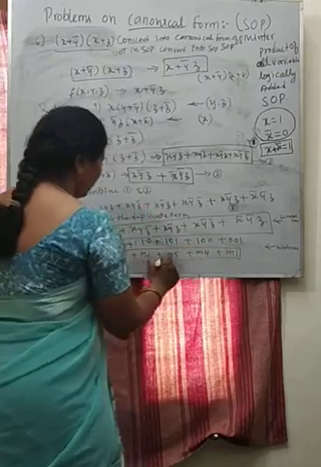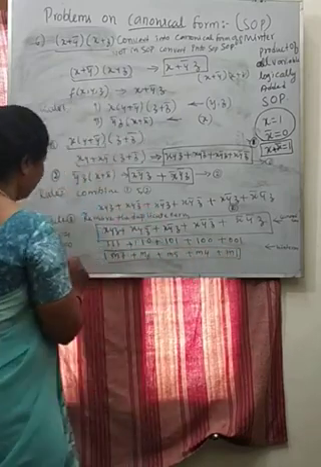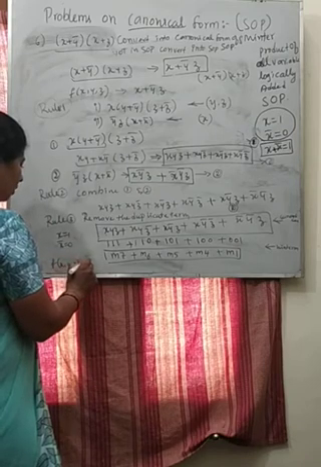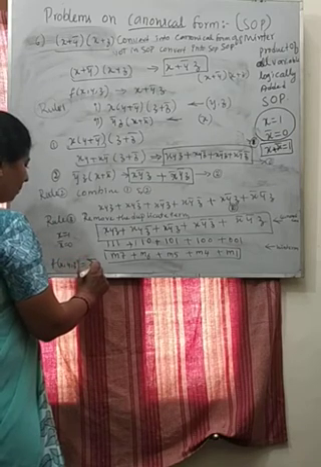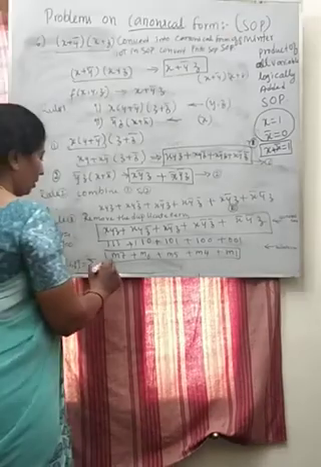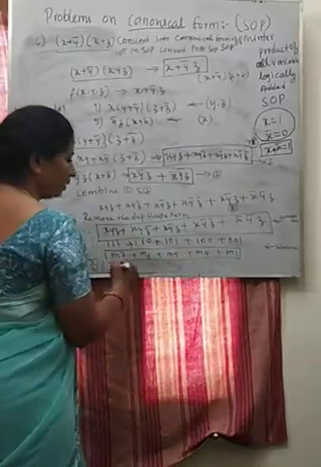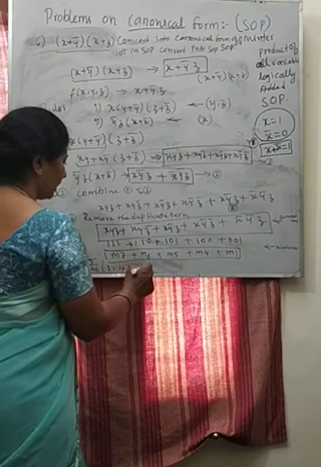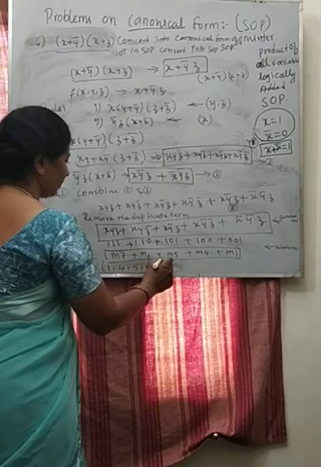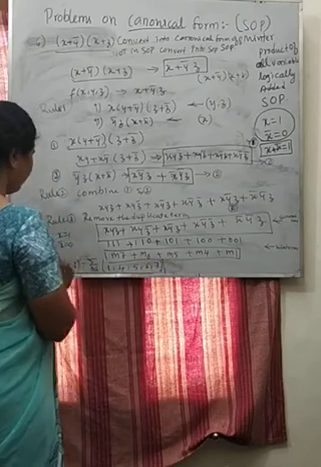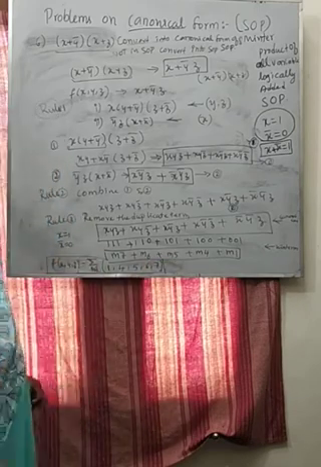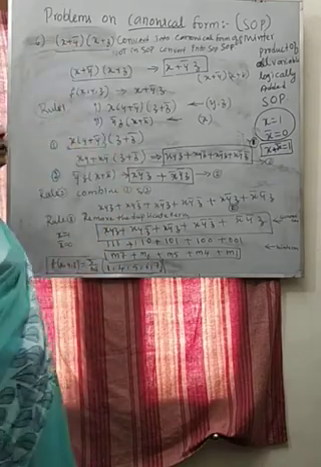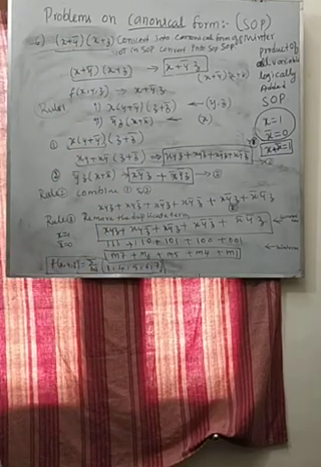So once you get the min term, how can you write the expression? F of x comma y comma z equal to sigma m of, in ascending order, 1, 4, 5, 6, 7. This is your canonical representation, which is not in the SOP.